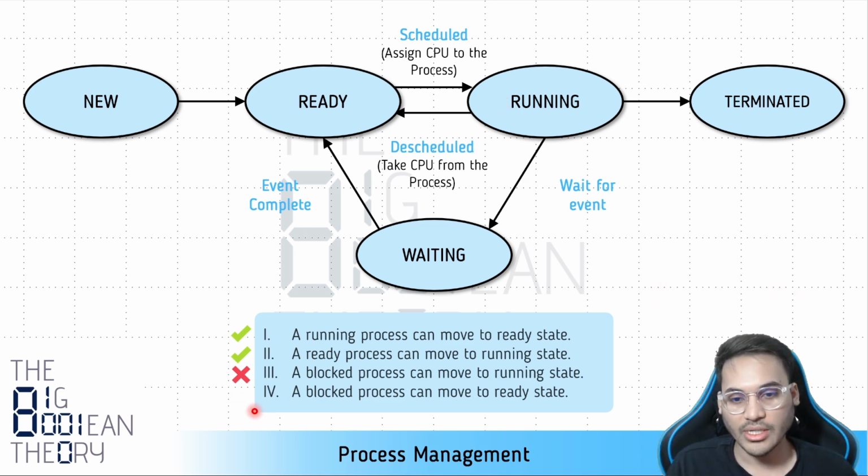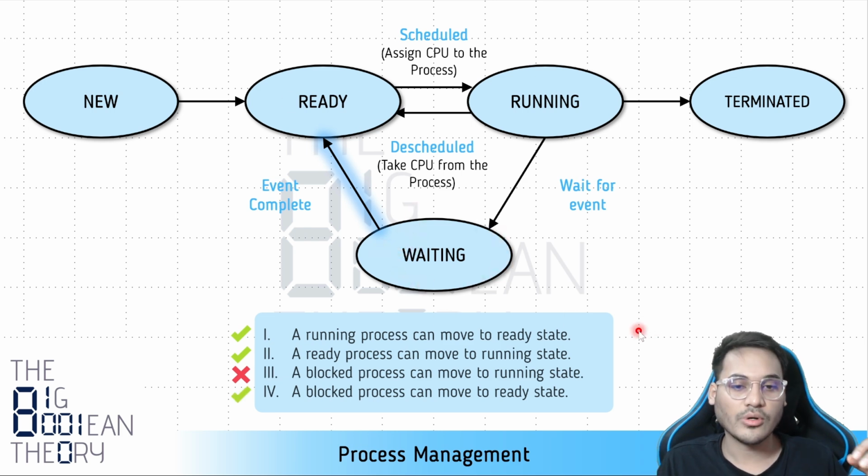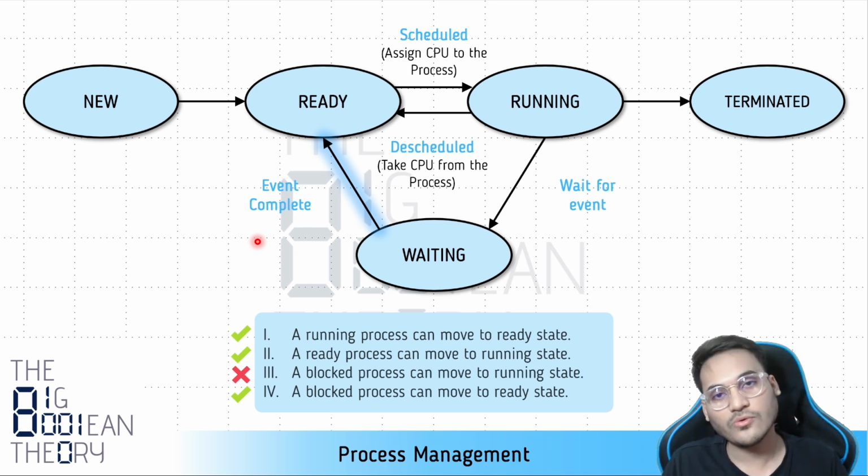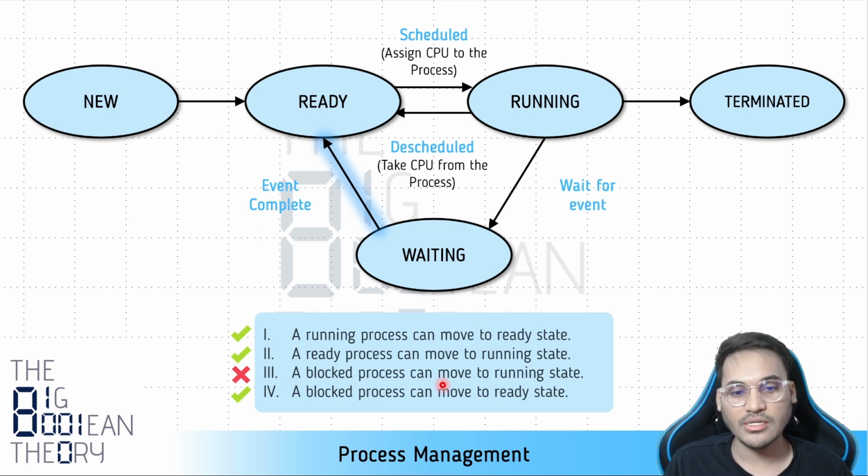So the final statement is that a blocked process can move to ready state. Whether this is true or not? As we can see from the process state diagram, there is a direct transition from the waiting state to the ready state. So this statement is true, that a process which is blocked or is in the waiting state can move to the ready state. And this will happen when the event for which that particular process is waiting happens. For example, if a particular process is waiting for an IO operation to complete, when that event finally completes, then that blocked or waiting process can move to the ready state. So this statement is true.